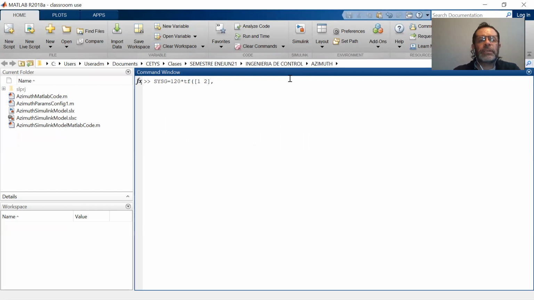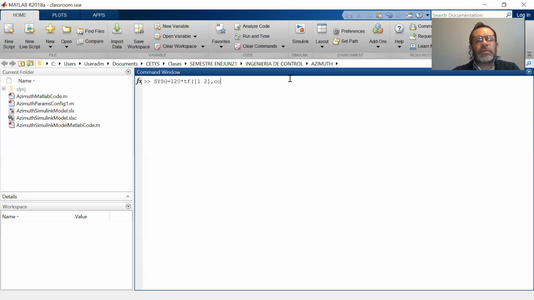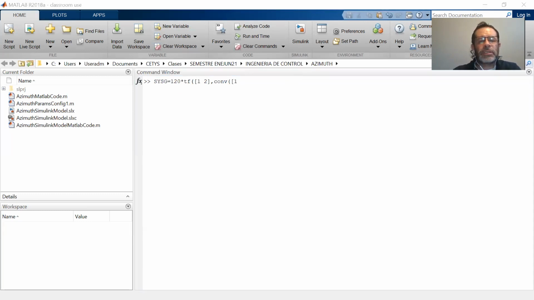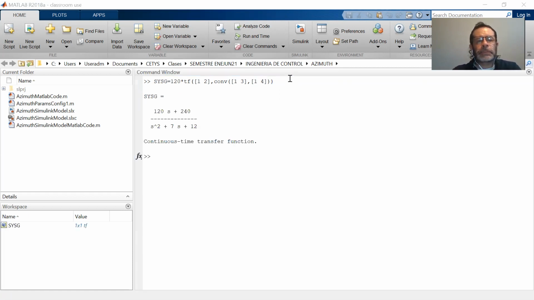Remember, you can follow along with this as you wish. And in the bottom, we've got an s plus 3 and an s plus 4. So I'm going to do the convolution of s plus 3, which is 1, 3, comma, s plus 4, which is 1, 4. And that's going to be the forward transfer function that we've got there.